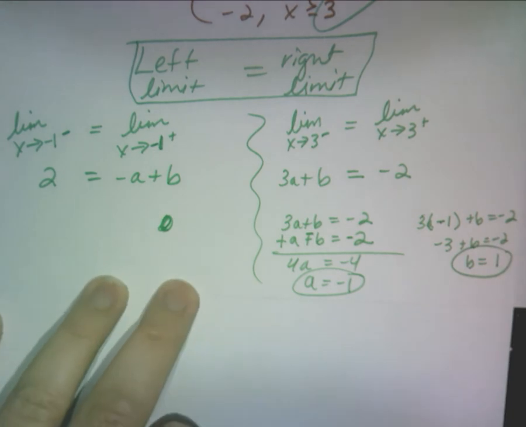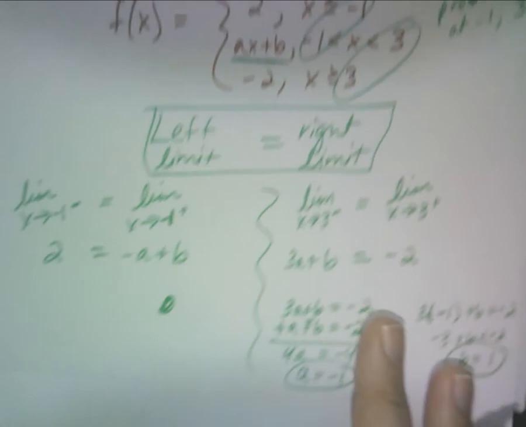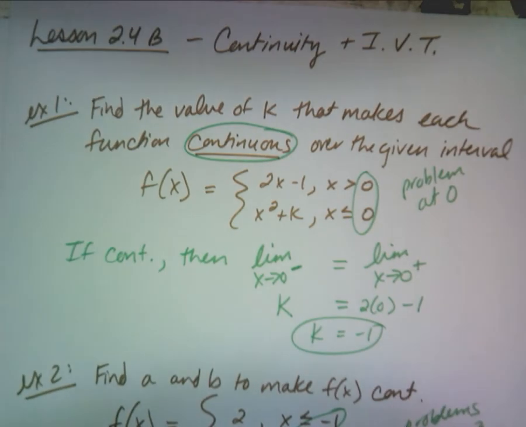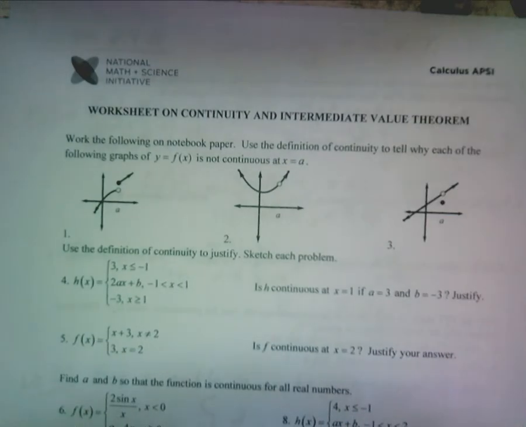We get a = -1 and b = 1. That's it. Okay. So now I'm going to give you the homework. Here we go. Let's start off with this front side, picture 1, 2, and 3.